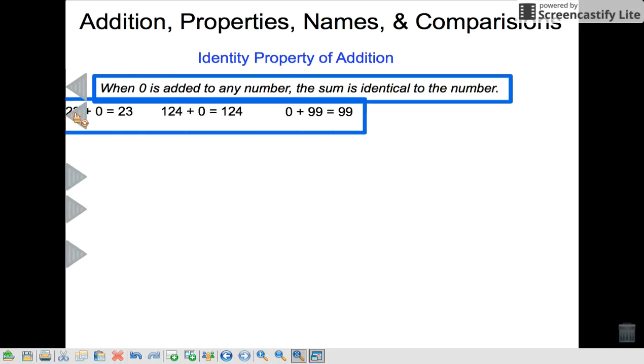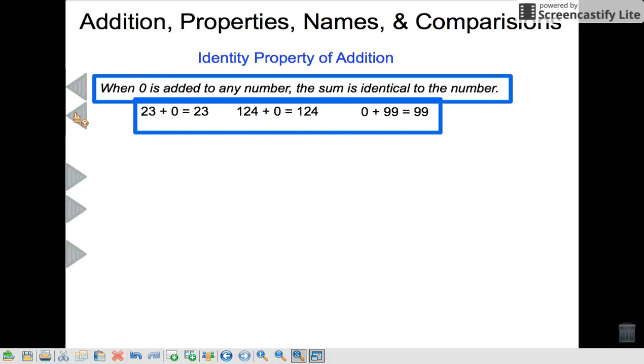Welcome back. Here are some examples. Please add those to your notes as well. So you see, the identity property is really pretty easy. Adding 0 does not change the number. It doesn't change who the number is.